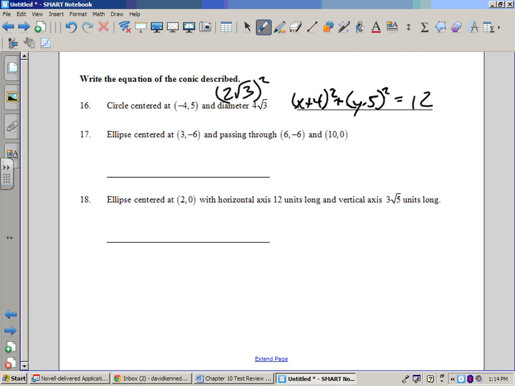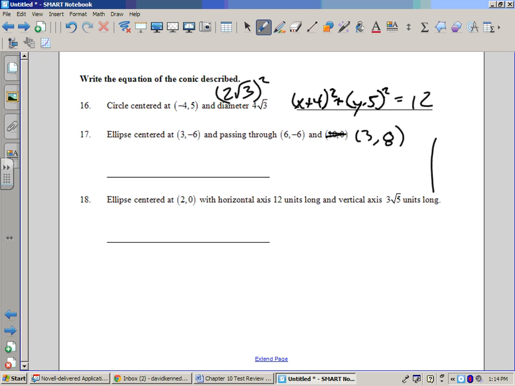An ellipse centered at 3, negative 6, passing through 6, negative 6, and 10, 0. I told you for the test I wouldn't give you one out here at this point, and so let me change that to 3, 0. Well, let's make it 3, 8. Just to give us something exciting to do. Let's try it this way. Now what would I have?